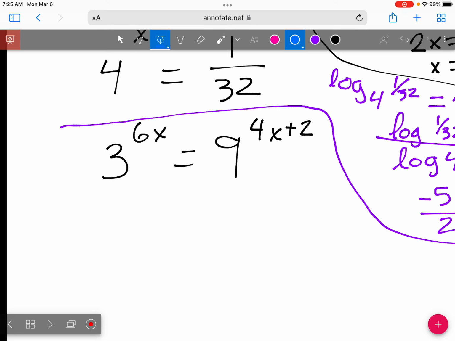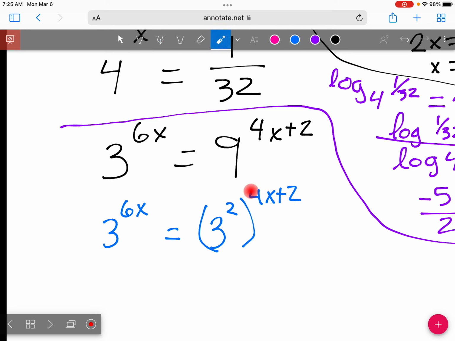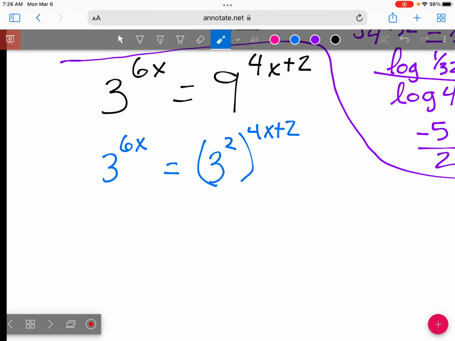3. So I could write this as 3 to the 6x. And how could I write 9 in terms of 3? Yeah, it's 3 squared. And it still has this stuff on the outside, 4x plus 2. What do we do when we have a power and a power here? What are we going to do between them? Multiply. So we're going to have 3 to the 6x equals 3 to the 2 times 4x gives me 8x, and 2 times 2 gives us 4.